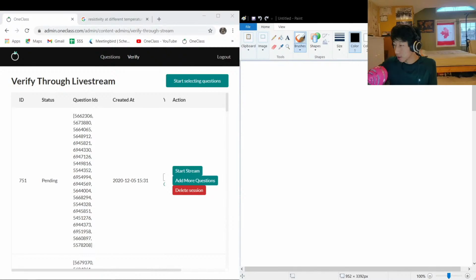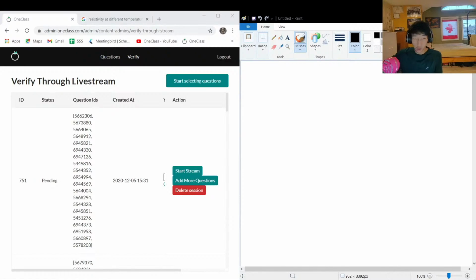Cool, so I'm going to switch over my screen real fast. Looks like the right one. Okay, cool, and let's get this physics party started.